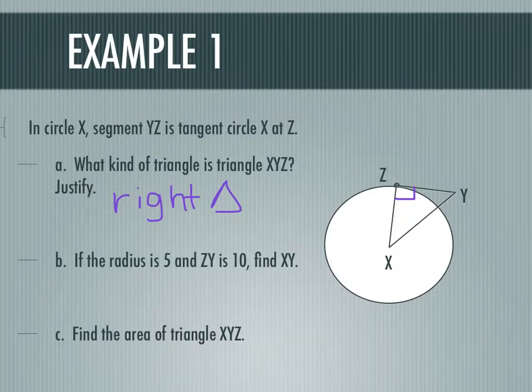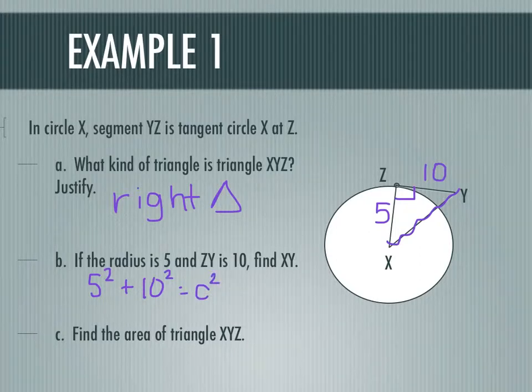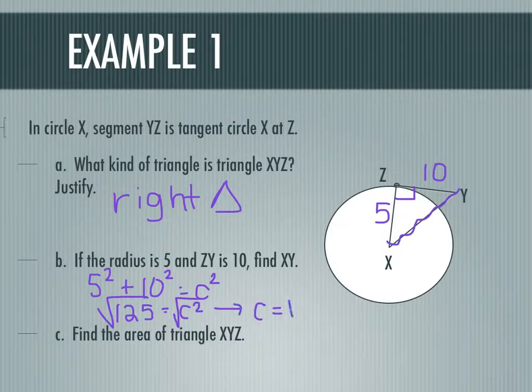All right, if the radius is 5, which segment in this picture is it talking about for the radius? XZ is my radius, yep. And ZY is 10, find XY. What could we do? Pythag, yeah. It's a right triangle now. 5 squared plus 10 squared equals C squared. Okay. That's going to be 125 equals C squared. What is it? 11.2 would be your final answer there. Good.